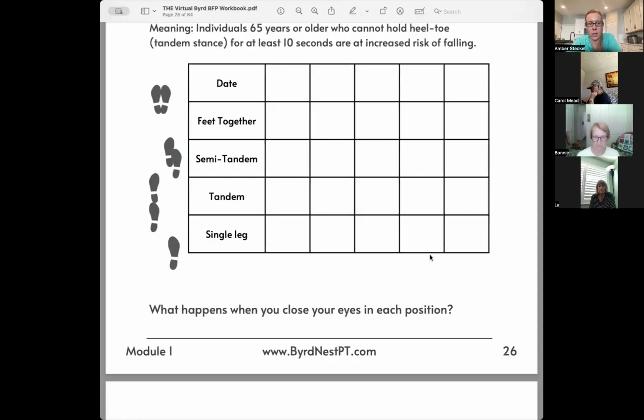Okay, we'll just quickly try these foot positions. So if you want to go ahead and stand up, if you want to watch, that's totally fine too. So first we'll try with feet together for 10 seconds.